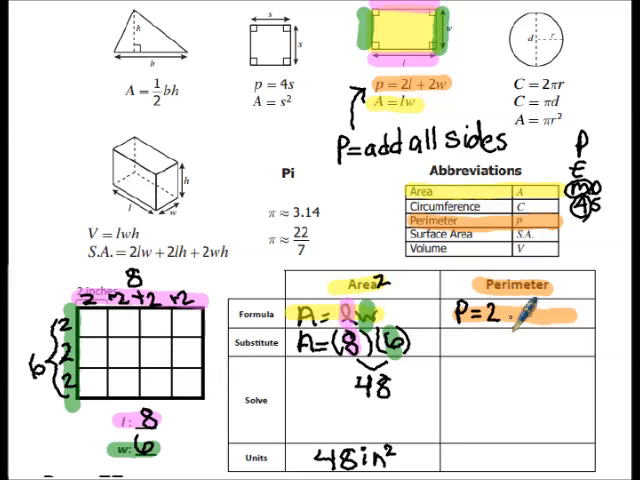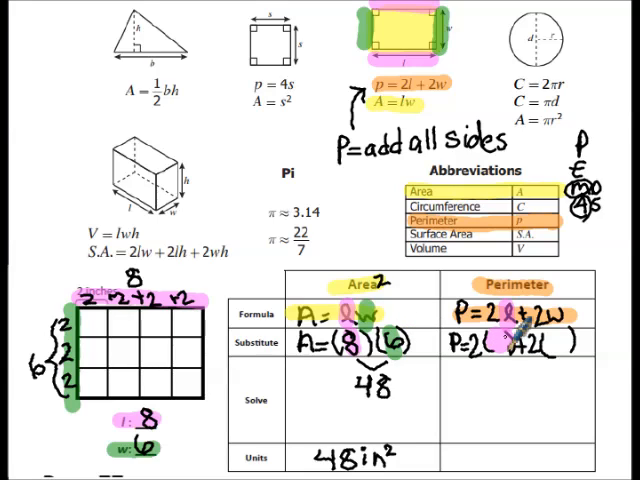And I could just count all the way around by 2's until I get back to the beginning. But I'm going to show you how to use the perimeter formula that's underneath the rectangle. So I'm going to use perimeter equals 2 times the length plus 2 times the width. And if I look at the length, it is 8 inches.